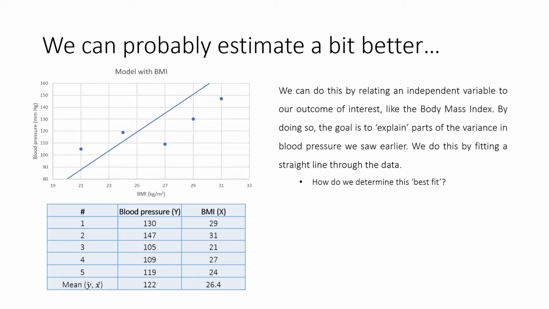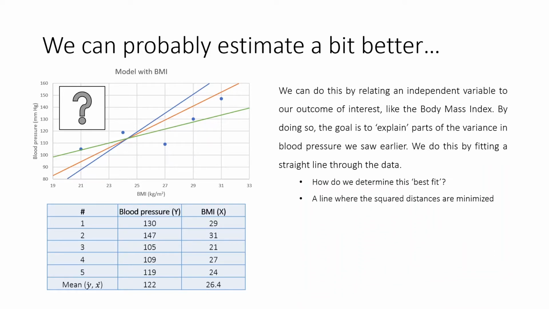It could be this line, it could be this line, maybe it's this line. That's the question. How do we determine the line that fits through these data points the best? Well, we do that in such a way that those squared differences that we saw earlier are minimized. So we want a line in which the squared differences between the line and the points are the smallest.